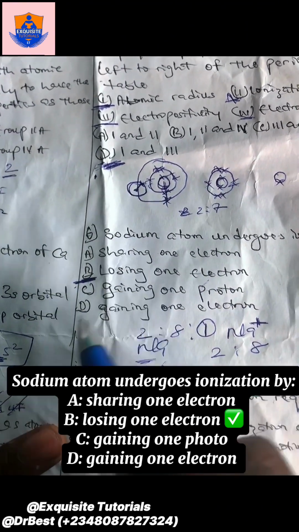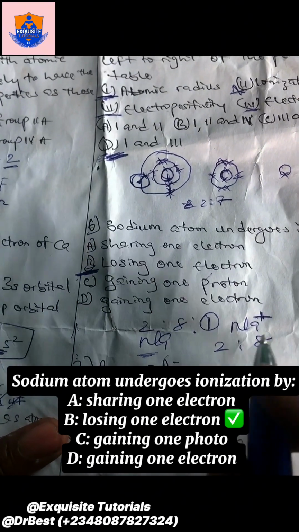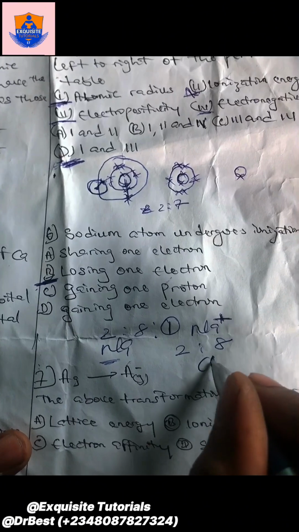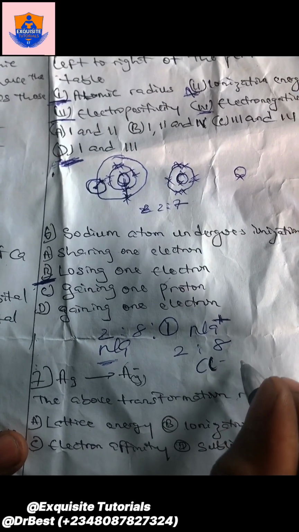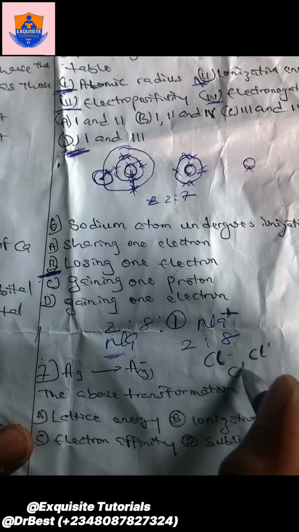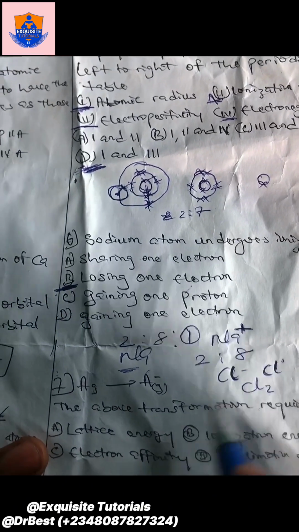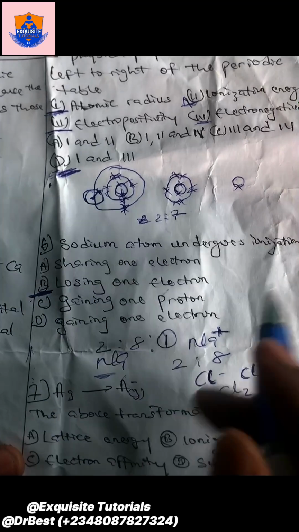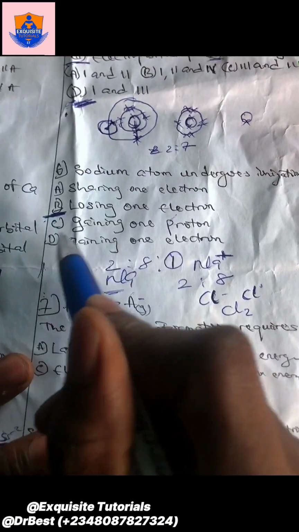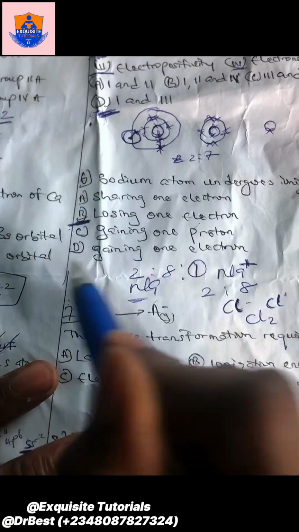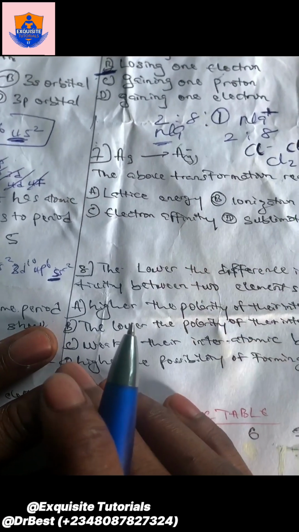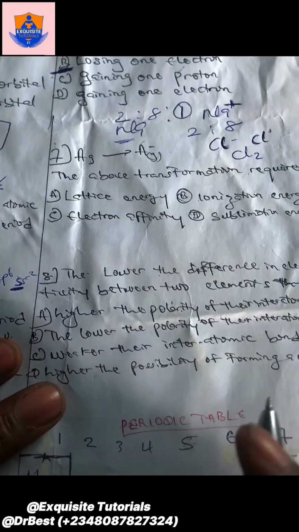It's not sharing. Now when we talk about sharing, we are talking about something like your covalent bond, when you have two chlorine atoms coming together to form a Cl2 chlorine molecule. So this one is sharing. A molecule of chlorine can be formed through sharing, but sodium is not going to gain an electron, so it's truly losing of an electron. Now let's go to number 7.